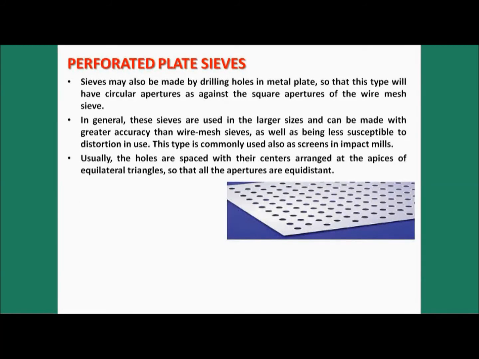this is the sieve. In general, these sieves are used for larger sizes, and they can be made with greater accuracy than the wire sieves, because here the sizes are equal. Here the sizes are equal because it is drilled. It is not woven. It is drilled, and they are less susceptible to distortion in any direction.